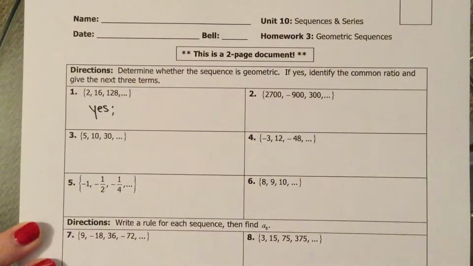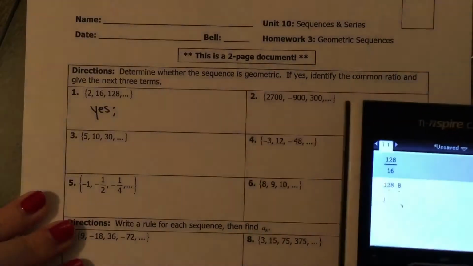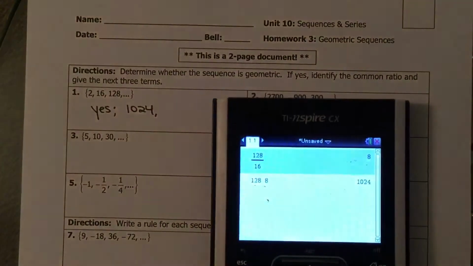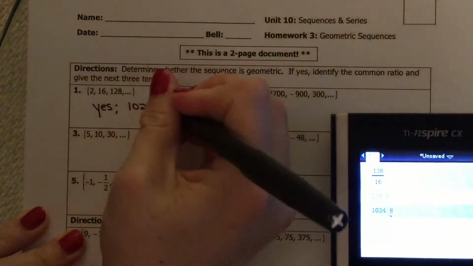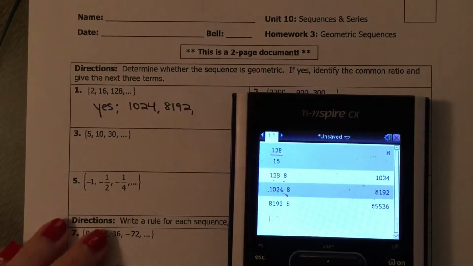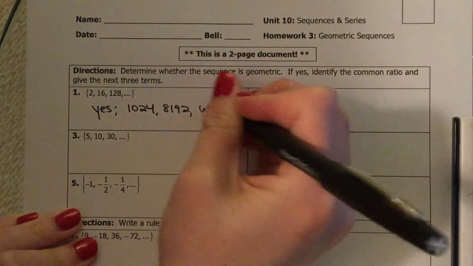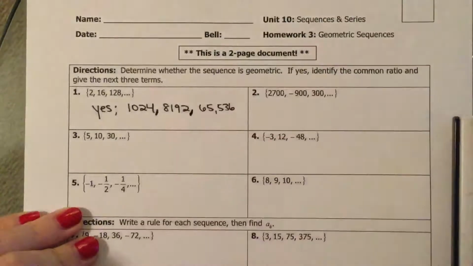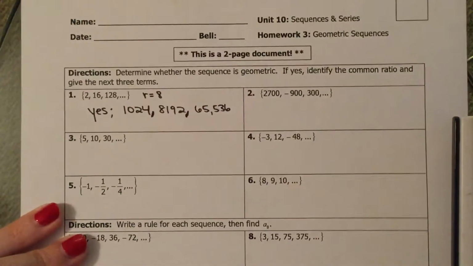So we are going to continue multiplying these things by 8. So 128 times 8. These numbers are going to get very large very quickly. So we've got 1,024. Multiply the next one by 8. That would be 8,192. And multiply that by 8. So we get 65,536. Let's make bigger commas separating each term so we don't mix them up. I also forgot to write that the common ratio is 8.